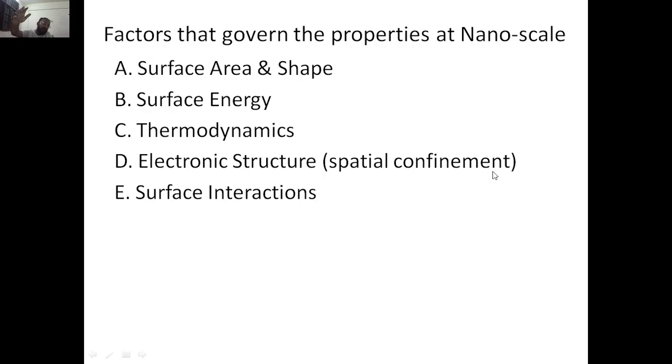We have 0-dimensional confinement, 1-dimensional confinement, 2-dimensional confinement, and 3-dimensional confinement. 0-dimensional means in all 3 dimensions electrons are not free to move. In 1-dimensional, only in 1 dimension is the electron free to move. In 2-dimensional, electrons are free to move in 2 dimensions. In 3-dimensional, all 3 dimensions electrons are free to move. So surface interaction in the end, right? These are all the factors which govern the properties at the nanoscale.